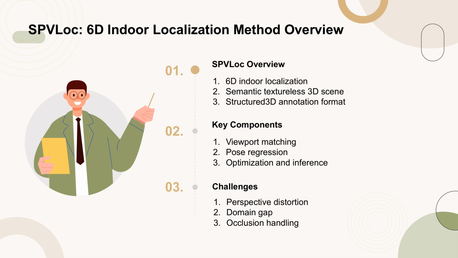textureless 3D scene model. The model follows the structured 3D annotation format, which includes elements like walls, doors, windows, ceiling, and floor. The process involves several key components: viewport matching, pose regression, and optimization and inference. One of the main challenges in this process is dealing with perspective distortion and the domain gap between photographic RGB images and rendered semantic panoramas. Additionally, handling occlusions is crucial for accurate localization.